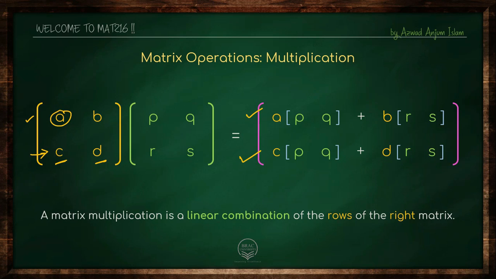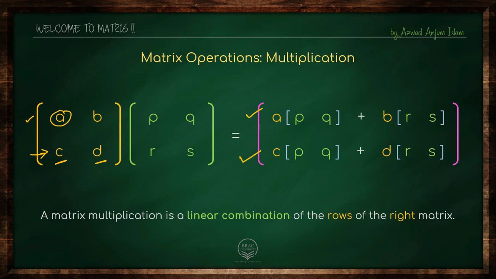Now, if I'm not wrong, this concept of matrix multiplication as a linear combination of rows or a linear combination of columns is completely new to you. If I'm not wrong, most of you never thought of multiplication from this perspective. So this is going to take a while to properly and completely comprehend.